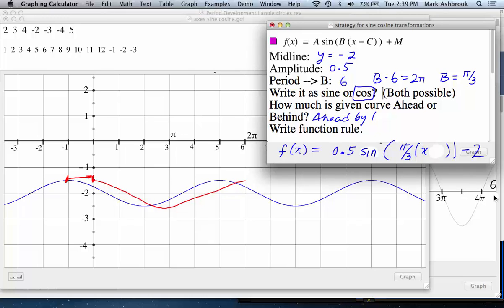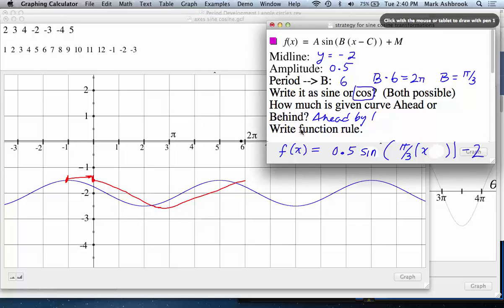How much behind? What's that? He's looking at this right here? -2? So the sine graph, you want me to draw it? I'll draw it in black.